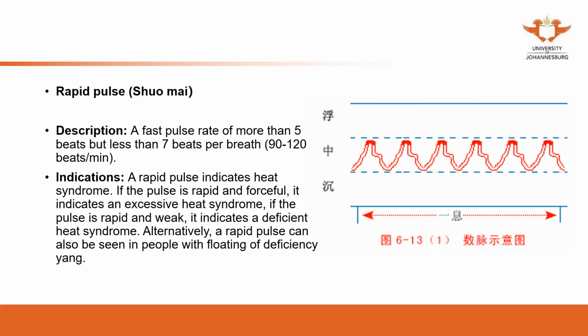The rapid pulse. Compared with the moderate pulse, which has a relaxed feeling, the rapid pulse is not relaxed. A rapid pulse is a fast pulse rate, more than 5 beats but less than 7 beats per breath, which means about 90 to 120 beats per minute. What can make the pulse become faster? That's heat.